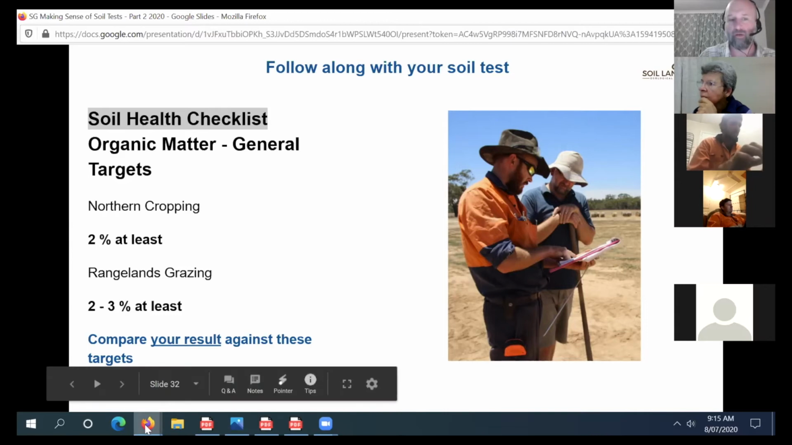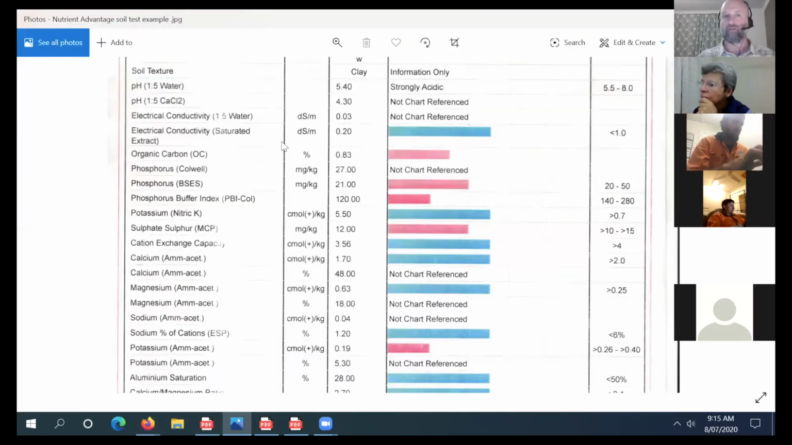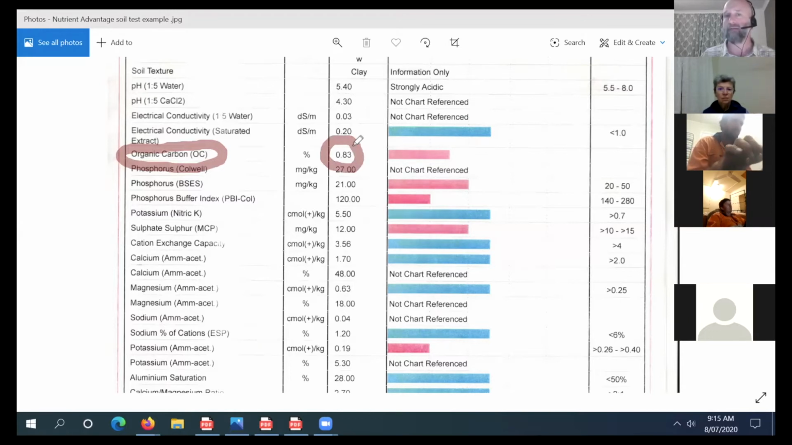I'll just show you one last test, just to give you one last example. This is a sugarcane field in North Queensland. I think I showed you this, guys, last time. And you can see here, just like yours, Nigel, they're only measuring carbon. They haven't converted it to organic matter, although we could do that. We could times it by 1.7. There's the result, 0.83. So this is a cane field near Cairns. And you can see that they've said to the grower, this is low. So they've said you're in the red. You need to fix it.